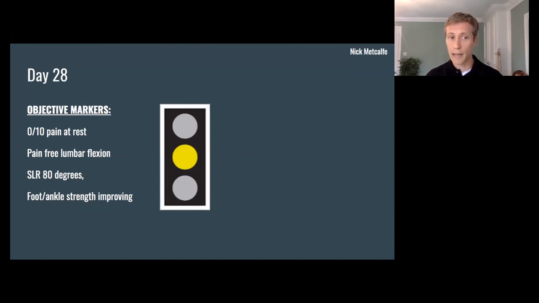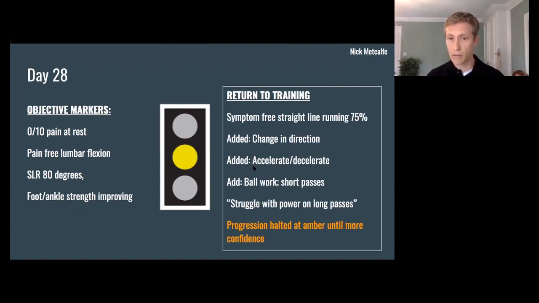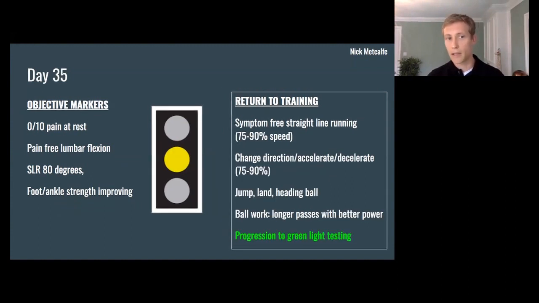I think we're about a week later, we progress into amber. 75% speed now with his running. He's changing direction, he's accelerating, he's doing some short passes. Yes, he's struggling a little bit, so we keep him at that level. And again, another week or so later, he's progressing a little bit more with his amber light tests. And we decide to progress into green light testing.